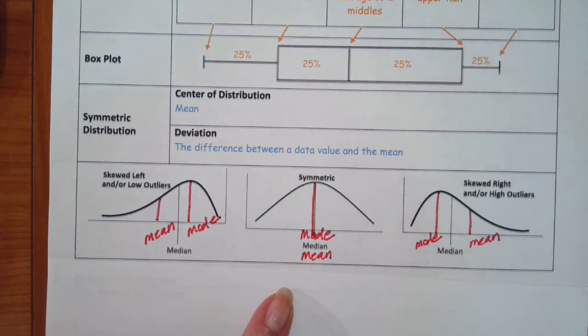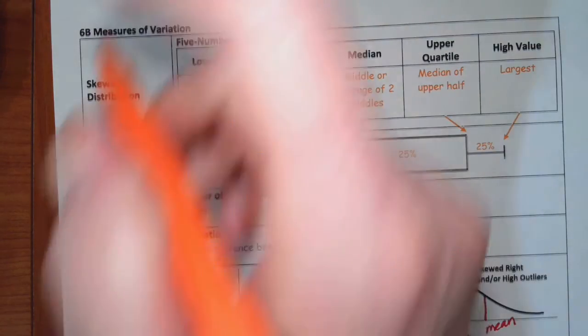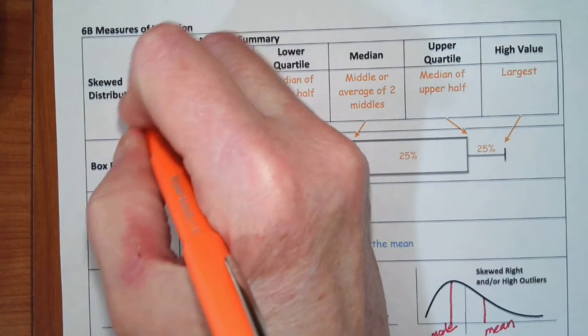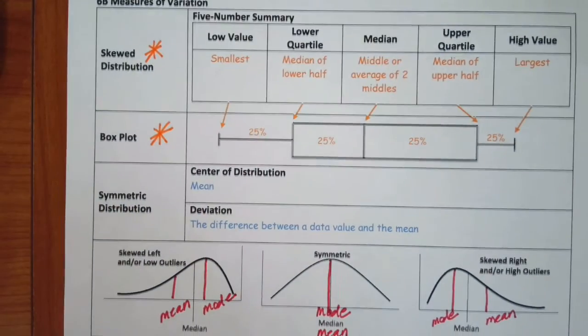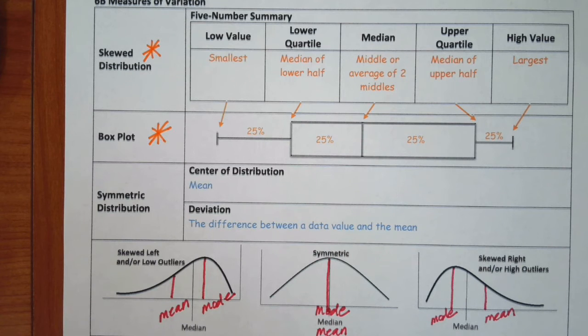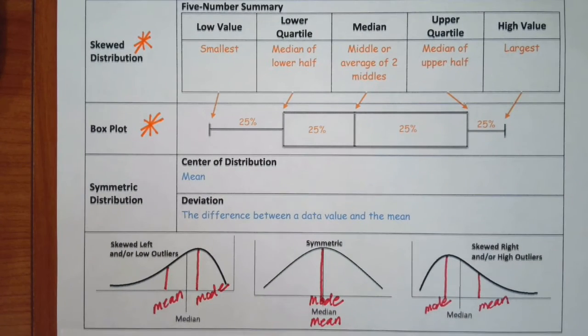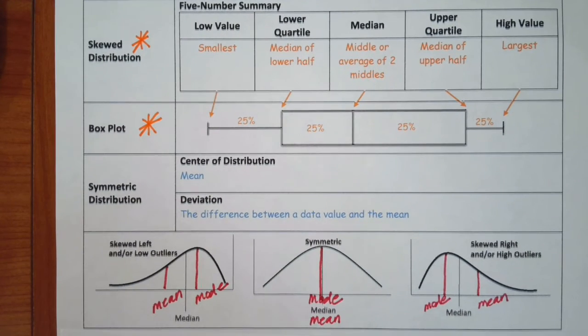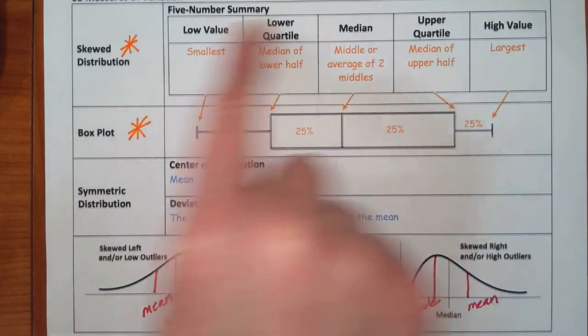Okay. All right, so what do you need to know from all this? The biggie is you need to know this 5-number summary, and you need to know how to turn that into a box plot. The symmetric distribution, we do so much more of that in 6C that we're going to look at that separately. Okay, but this is huge. You need to be able to take this value and do that.